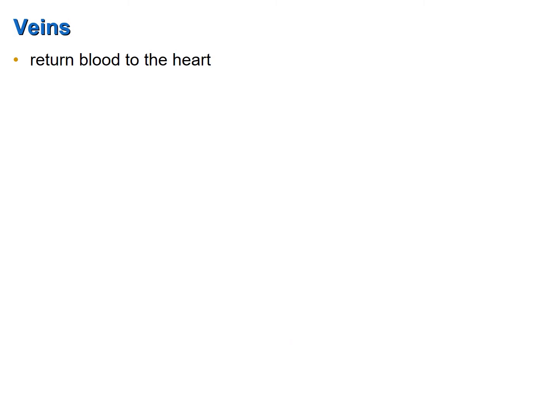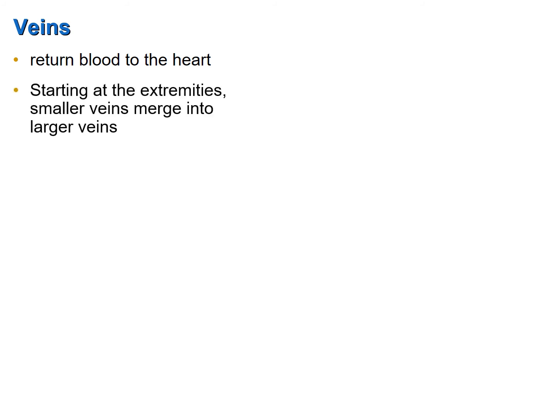Now let's turn our attention to the veins. Veins, as you know, return blood to the heart. Veins start at the extremities of the body, where you have smaller veins that merge into larger veins, that merge into even larger veins, eventually returning blood to the right atrium.